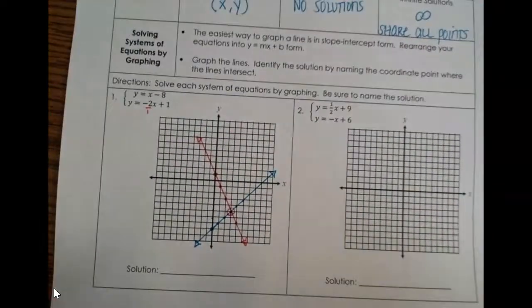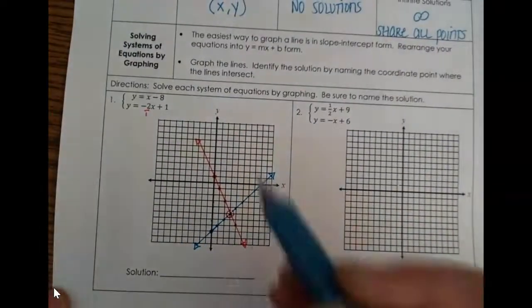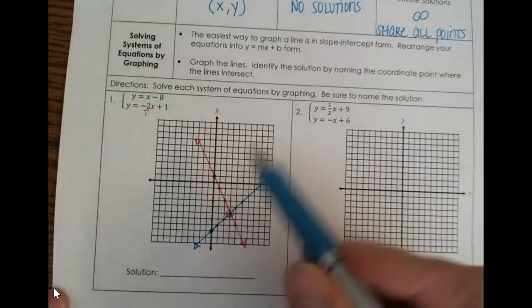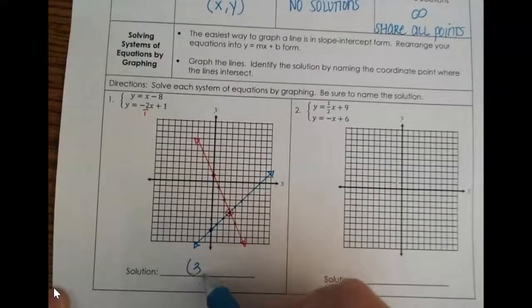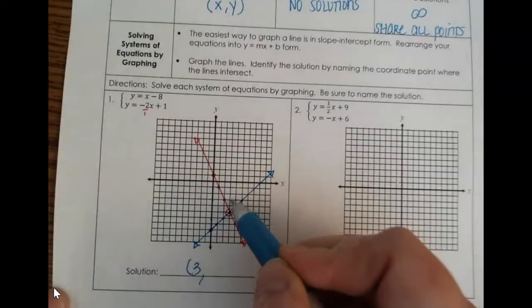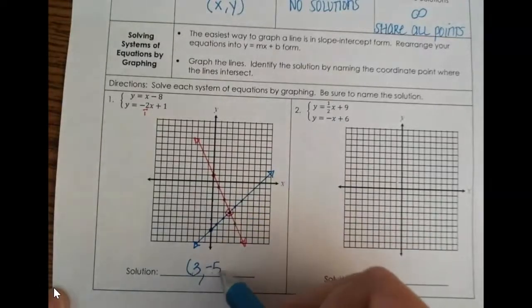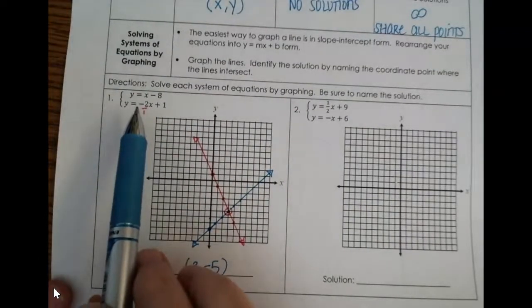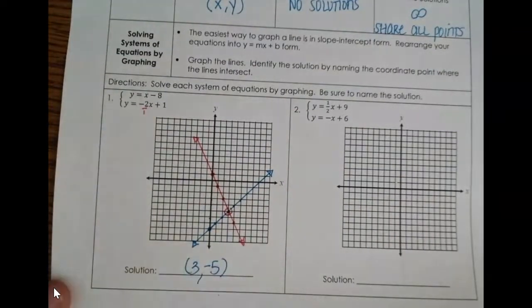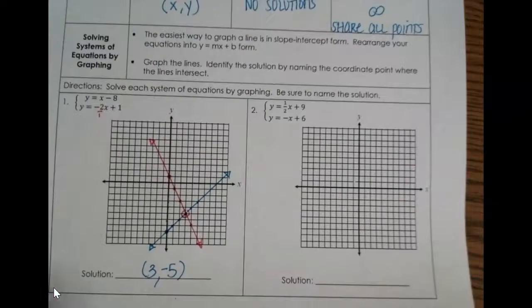Okay, now the solution is just the name of that point. So that point is 1, 2, 3. So my x value is 3, and then my y value is 1, 2, 3, 4, 5 down. So 3, -5. If I plug 3 in for x and -5 in for y, it will make both of those equations true.